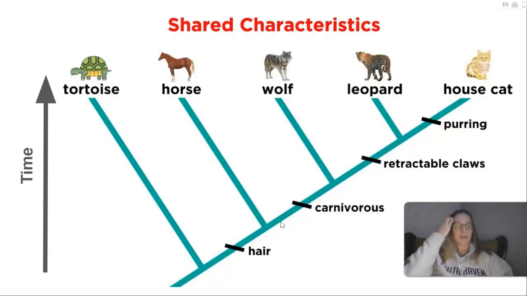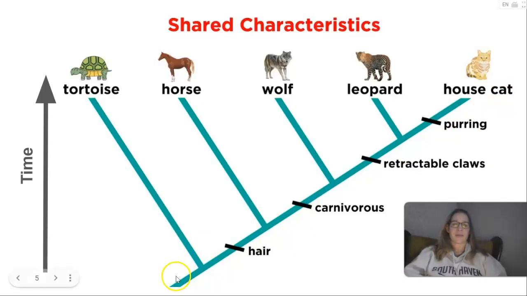So if we look at another cladogram, this is following the diagonal format. At this point, we start again. We're moving in this direction towards modern day times. We have tortoises and horses and wolves and leopards and house cats. These are all organisms that still exist.